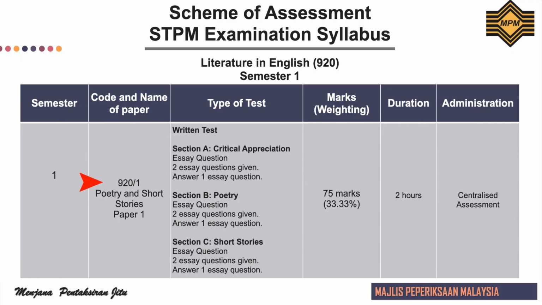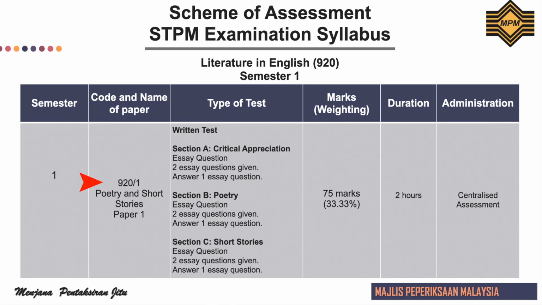Ladies and gentlemen, linking the objectives to the specific aims of the syllabus, we have designed it to enable candidates to engage with and make informed responses to a selection of texts from different literary traditions and genres. Hopefully, it will also develop critical and creative thinking. As we all know, the scheme of assessment for this subject begins with Semester 1 with the code 920/1, paper name Poetry and Short Stories. The assessment is in written form, consisting of 3 sections.